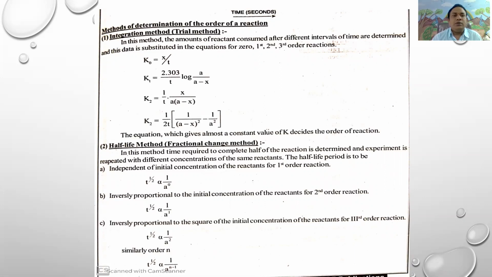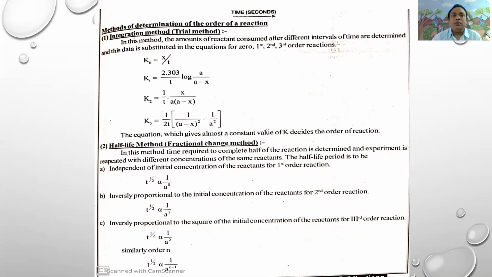First method, integration method, that is trial method. Second method, fractional life method. Third method, Van't Hoff differential method. Fourth one, Ostwald isolation method. Among these four, the first one is integration method. It is also called trial method.